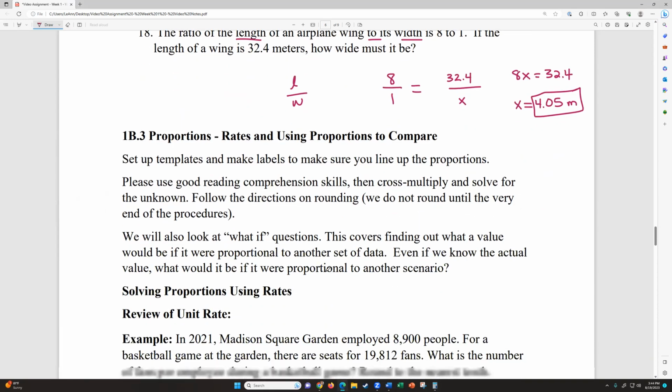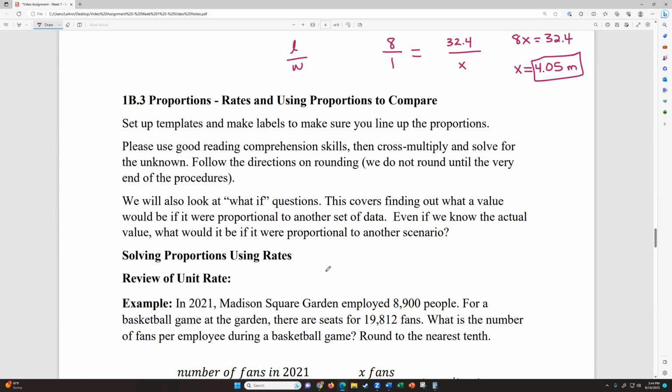Okay. So 1B3, proportions, rates, and using proportions to compare. So that's what we want to cover on this weekly video. We're going to set up our templates and make sure we label to make sure we line up our proportions correctly, just like we've been practicing. We're going to use good reading comprehension skills. Make sure we cross multiply and solve for the unknown. Follow any directions on rounding. And remember, we do not round until the very, very end of all the procedures. Notice I never rounded anything off in any of my intermediate or middle steps. It was always at the very end.